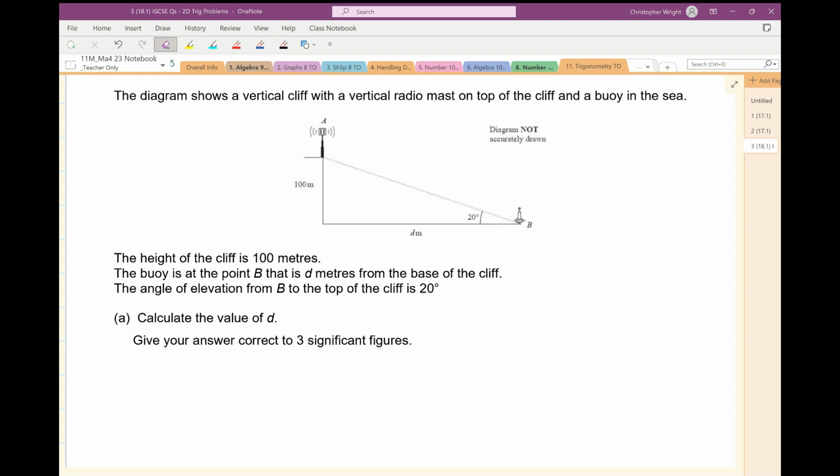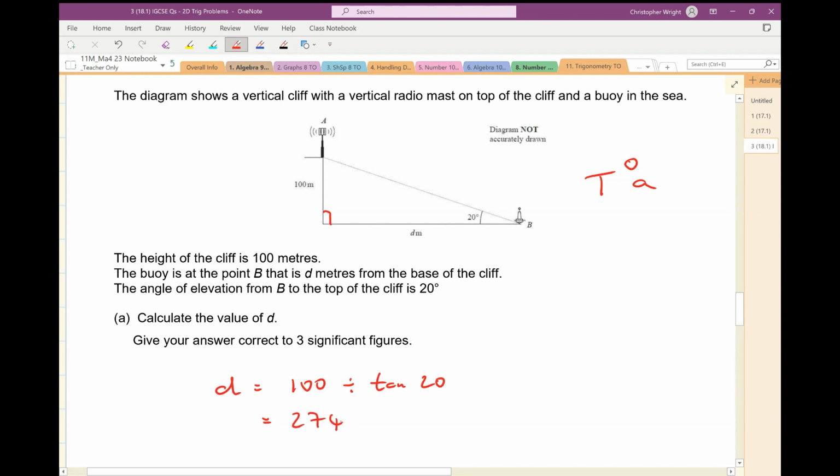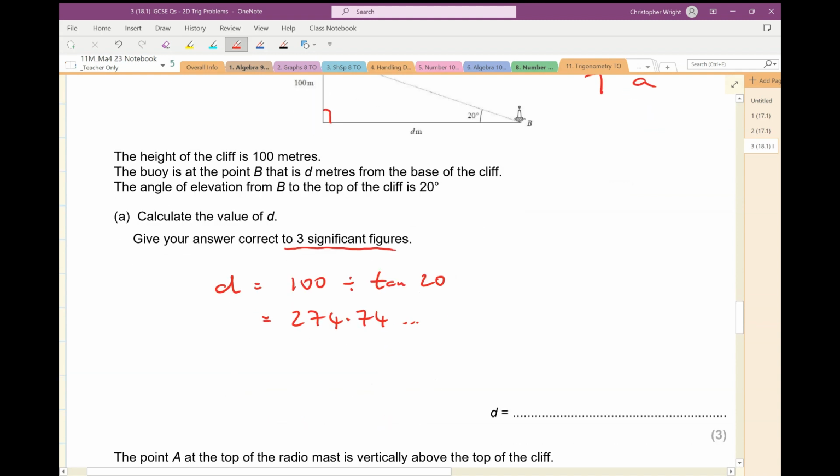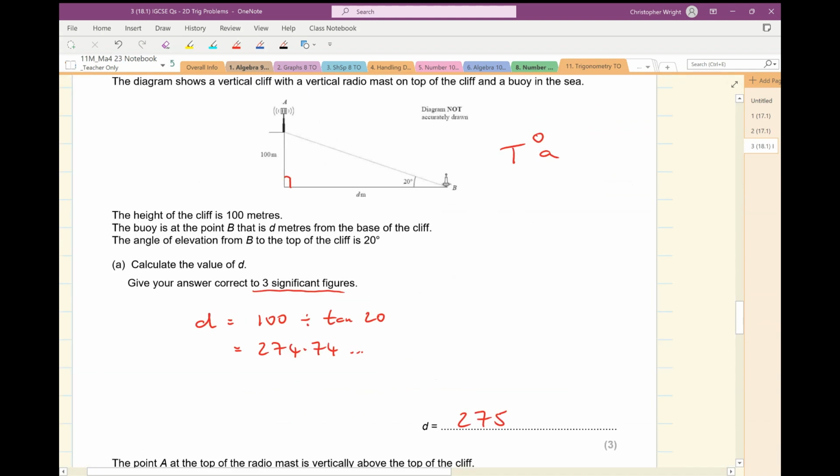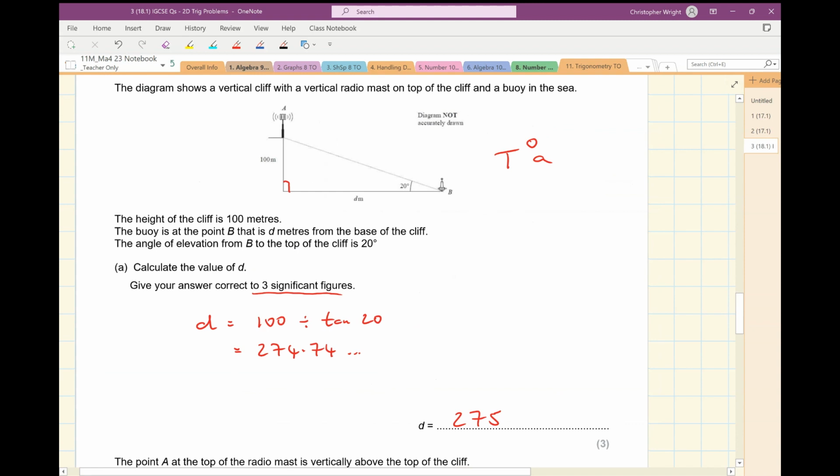Right, what I've got here is a right-angled triangle. There's my right angle. And I've got the opposite and the adjacent here. I'm going to be using tan, and I'm being asked to find the adjacent because d is the adjacent. So the adjacent is the opposite divided by tan 20. On my calculator, that gives me an answer of 274.74 and so on. And I'm asked to give the answer correct to 3 significant figures. So that's going to be 275. So the buoy is 275 metres away from the bottom of the cliff. And that's part A done.